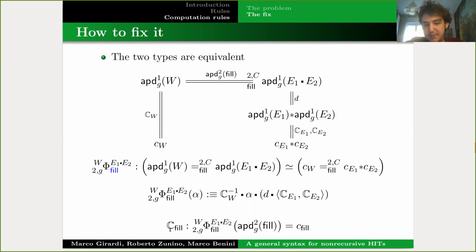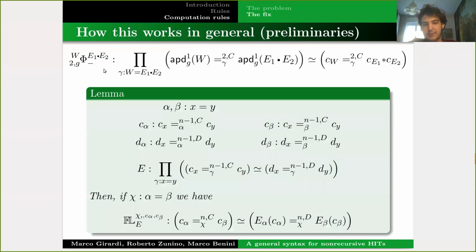We introduce a constant CFill that is a propositional equality between this equivalence applied to APD2fill and CFill. Now it type checks. Note that this actually does not strictly depend on fill. We can define an equivalence in this way no matter what the particular path we have here. In other words, we can abstract fill out of this equivalence. So we get an object of this type here. And this will become useful in generalizing this fact.